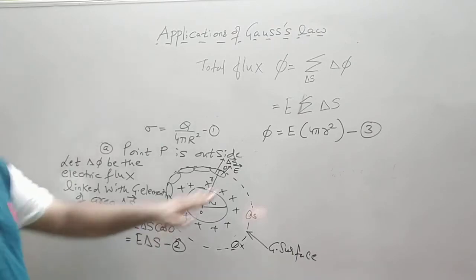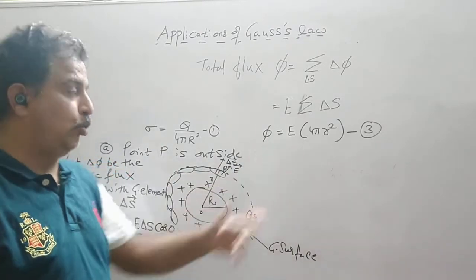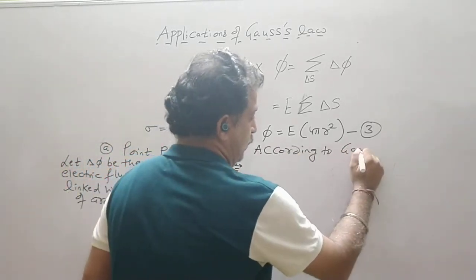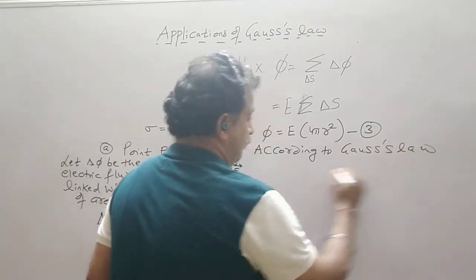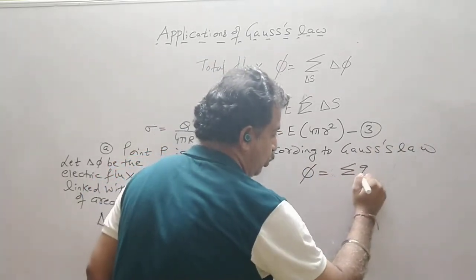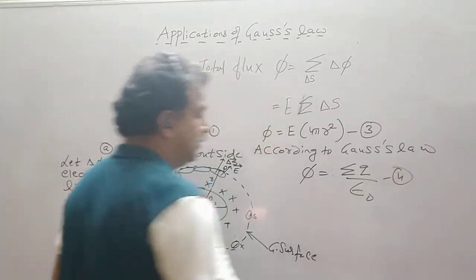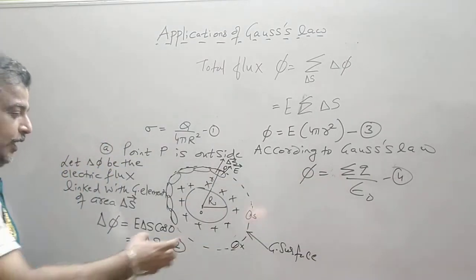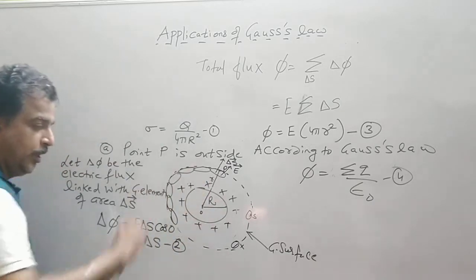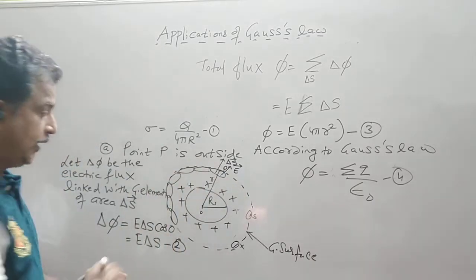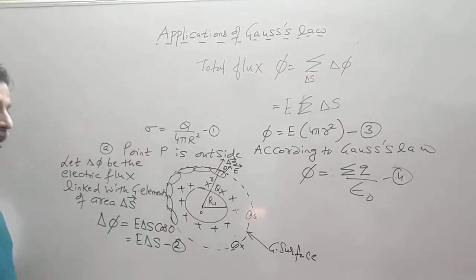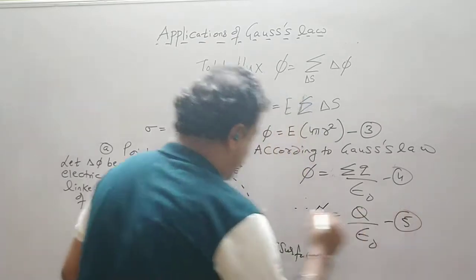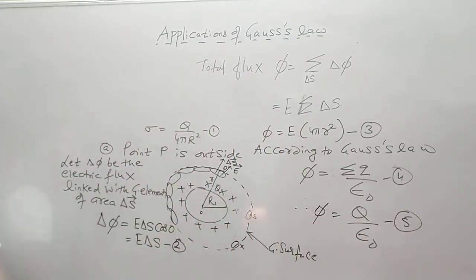So according to the definition of flux, this is the formula. Now we apply the Gauss law. What does Gauss say? According to Gauss law, flux is equal to summation Q upon epsilon naught, that is the total charge enclosed. Now the total charge enclosed, if we see the diagram, the entire charge is enclosed inside the Gaussian surface. The entire charge was taken as capital Q. So flux is equal to Q upon epsilon naught. The entire charge comes inside the Gaussian surface.